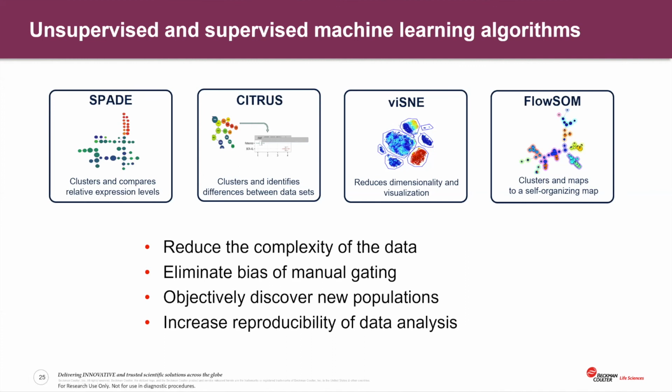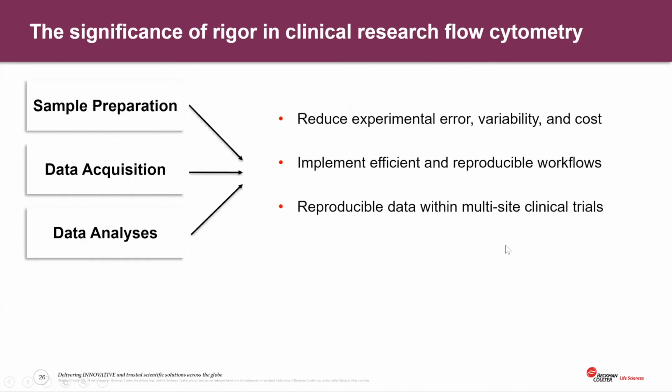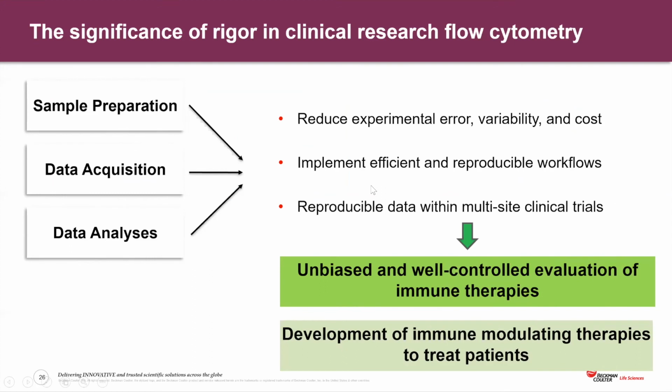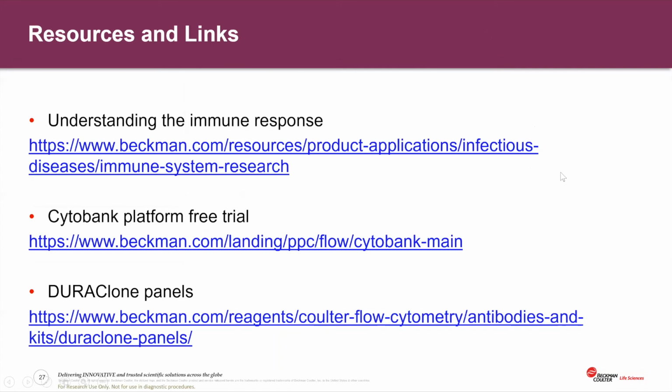Thank you. That's perfect. Okay, so ultimately we want to increase the reproducibility of the data, and the significance of rigor in our clinical research is, through the different sample preparation, acquisition, and analysis, to ultimately unbiasedly and well-controlled evaluate the immune therapies so that we can develop immune modulating therapies to treat patients. So rigor is important because it allows reproducibility and efficient ways to do so. And so that is all.